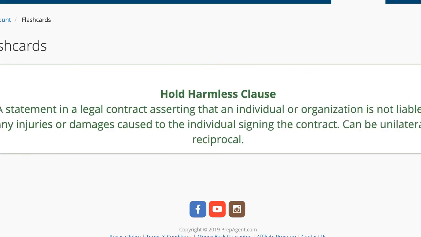Hold harmless clause is a statement in a legal contract asserting that an individual or organization is not liable. It basically protects you from liability as an agent, so you don't get sued for stupid things.